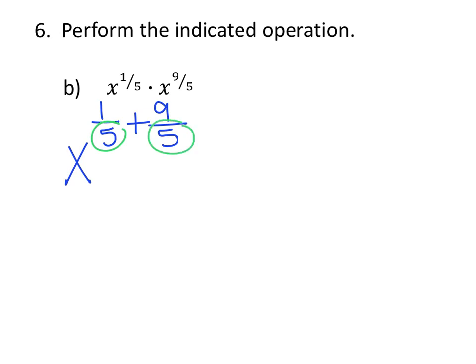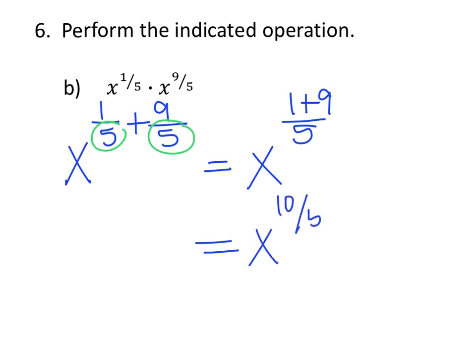The denominators are 5. So now all we have to do is keep the denominator the same and then add the top. So the final answer is going to be x to the 10/5, and of course 10 divided by 5 is 2, so the answer is x to the second power.